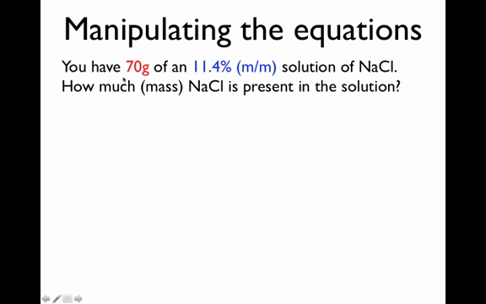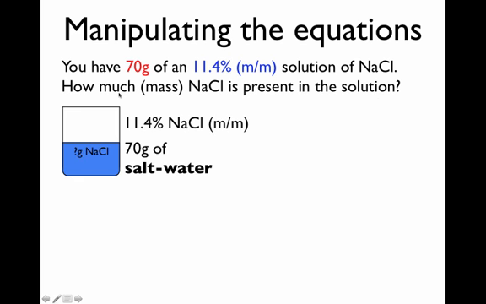The question is, you have 70 grams of an 11.4% mass over mass solution of table salt. How much, in other words, what's the mass of the table salt in your solution? Now, if this is confusing to you, I have a diagram that might help to explain it.